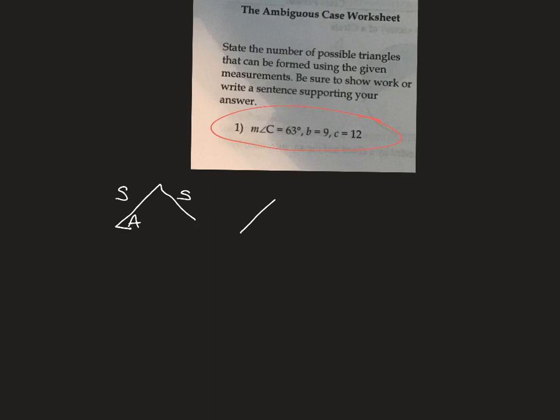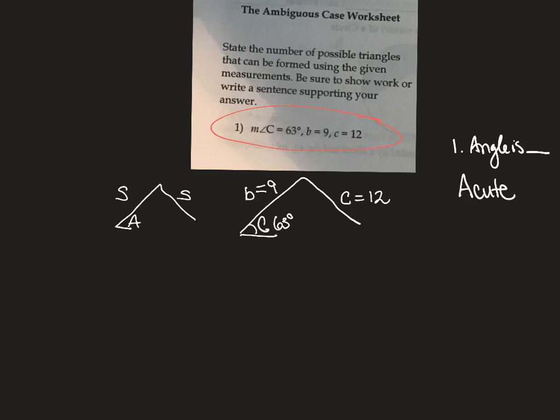So the angle they give me is C. So this is C, and this is 63 degrees. If this is big C, the angle, then across from it is little c, the side, which is 12. And then we have our other side, B equals 9. So the questions you should ask yourself are, 1, the angle is blank. The angle they give me is acute. So we're looking at cases. This symbol that I'm drawing means therefore. Therefore, cases 1 through 4.